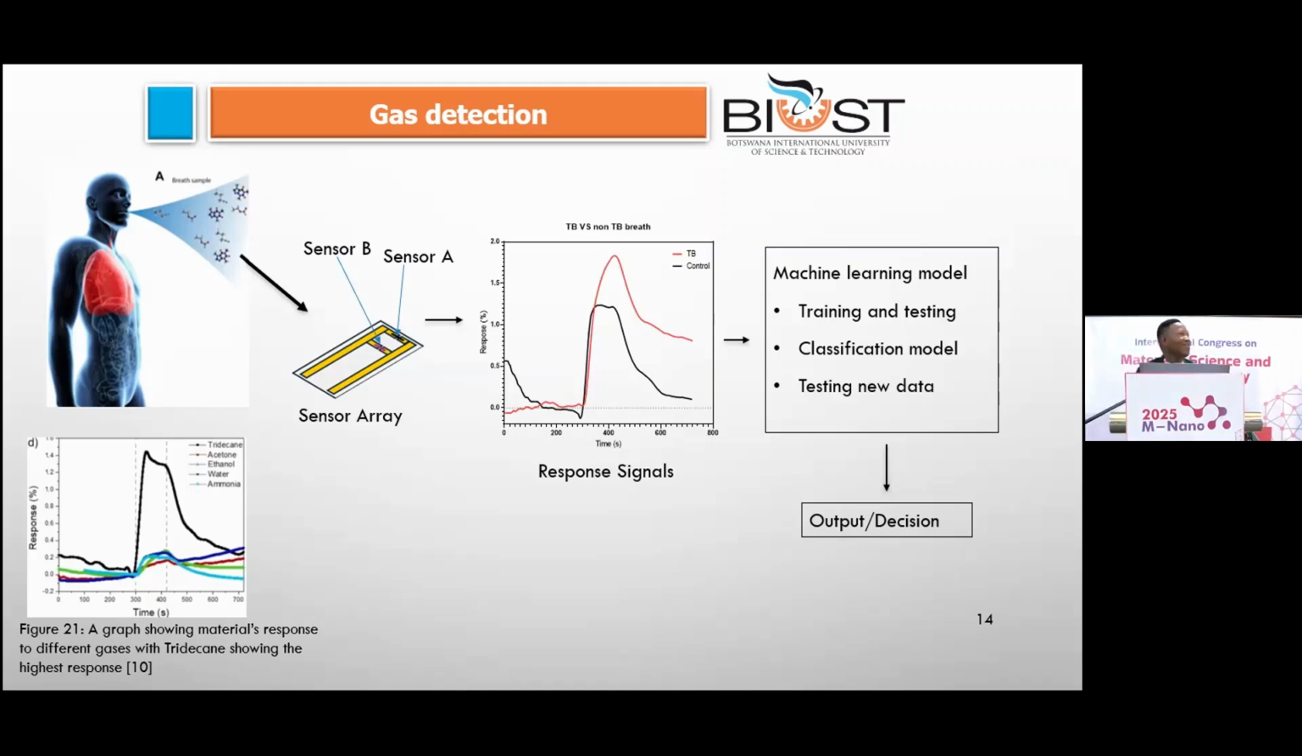So far we have already designed a sensor for detecting tridecane, and this paper has also been published. Sensing tridecane is one of the biomarkers that we have identified. We are now working on finding other sensors for other VOCs that are associated with TB. So this is what I'm currently working on at the moment.